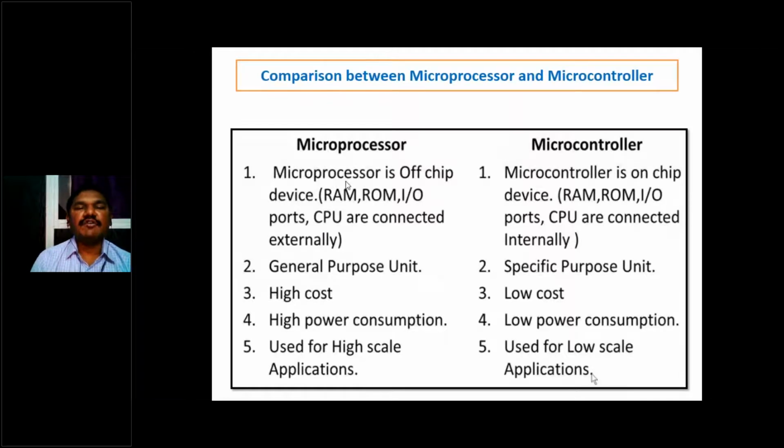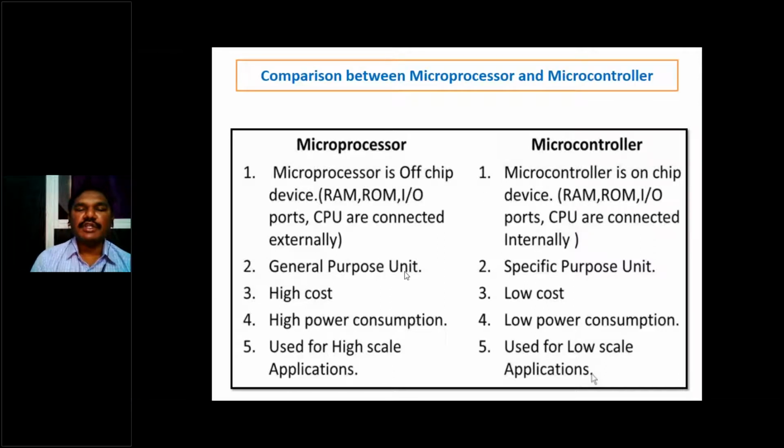And see here, once again, I want to give a difference between microprocessors and microcontrollers. As we have seen in the block diagrams, the microprocessor is an off-chip device. Off-chip device means RAM is external, ROM is external, IO devices are external, the CPU is connected externally. Everything is connected externally. Whereas the microcontroller is an on-chip device, meaning RAM, ROM, I/O ports, and CPU core are connected internally. Everything is internally connected in a single chip.